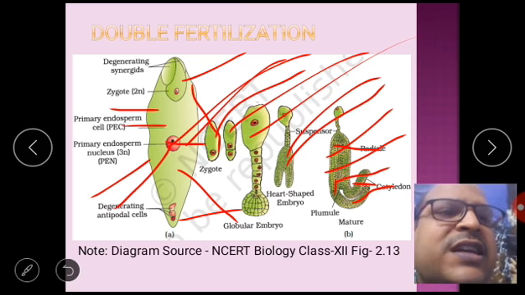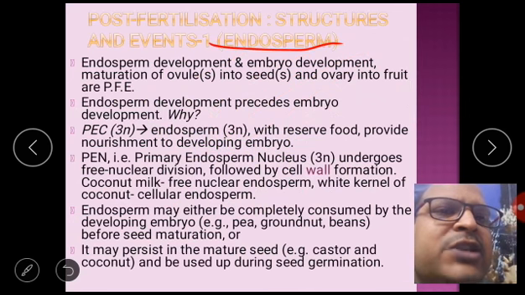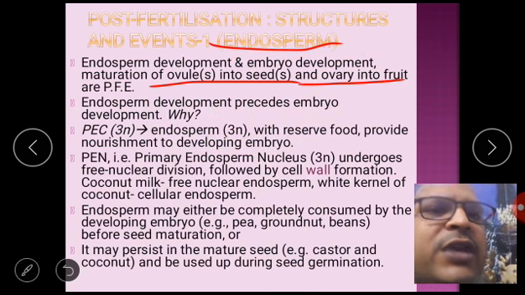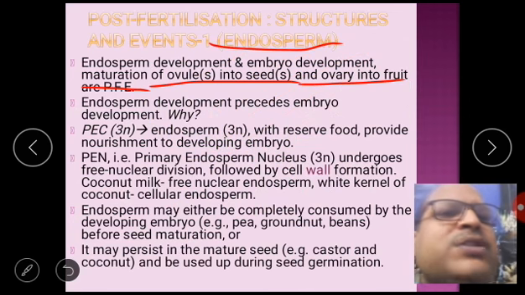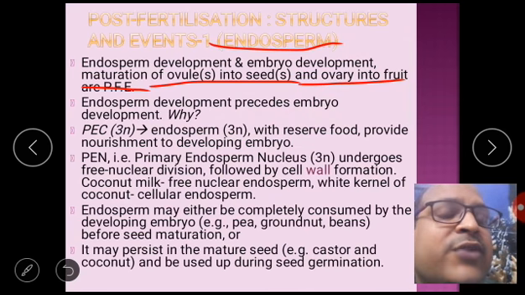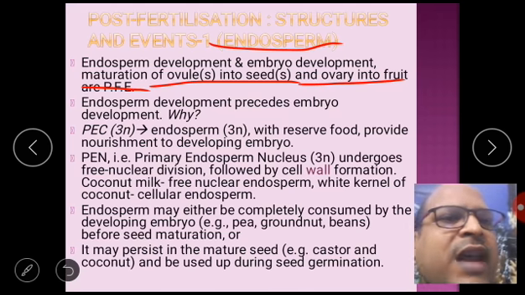Okay, so is it clear? Now we see endosperm development and embryo development, maturation of ovule into seeds and ovary into fruits; everything will be included in post fertilizational events. Post means after, and fertilizational means fertilization, fusion of male and female gamete. So after double fertilization, post fertilizational events will occur.